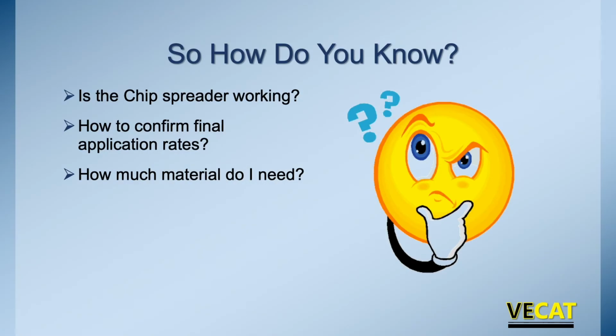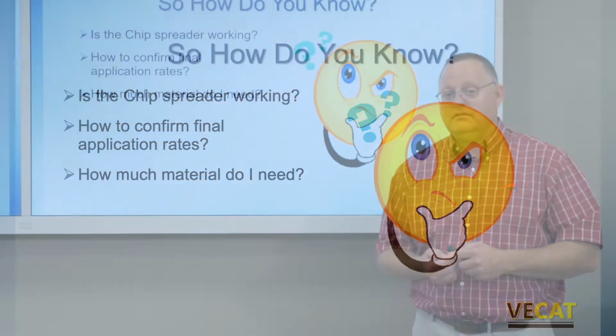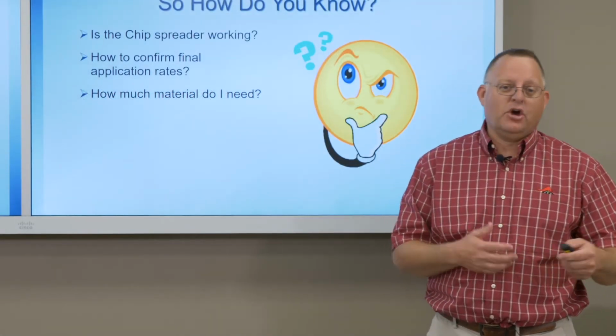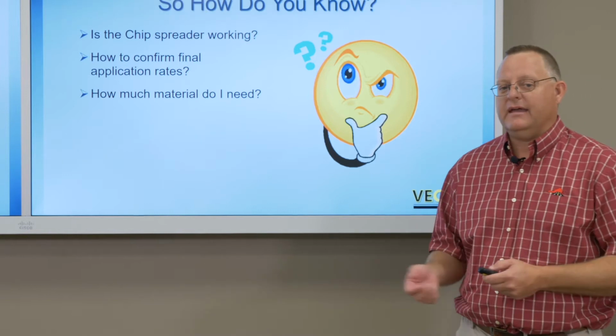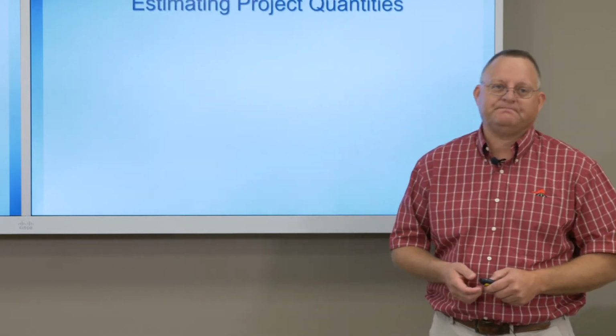So how do you know that the chip spreader is really working? Yeah, it's spreading rock on the ground, but is it at the right application rate? Is it at 16 pounds per square yard or 15 or 17? How do you confirm your application rates? How much material do I really need for a site? So all these things go into the things that we look at out on these projects.